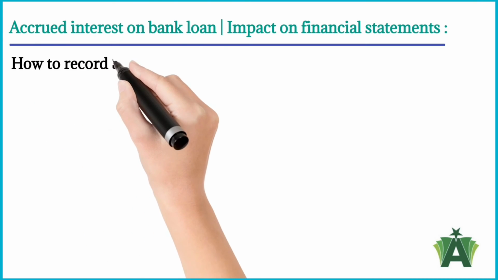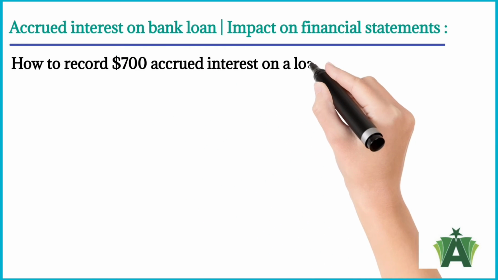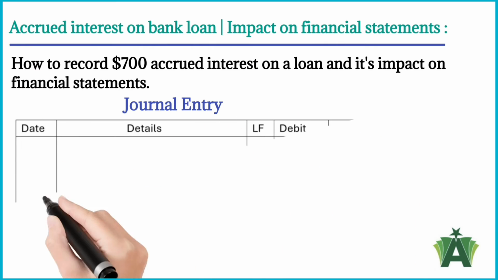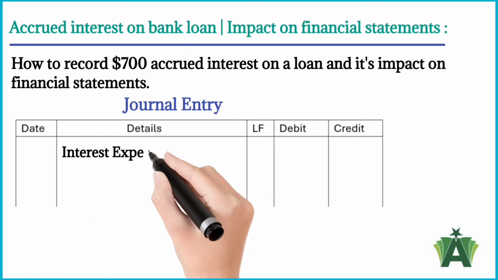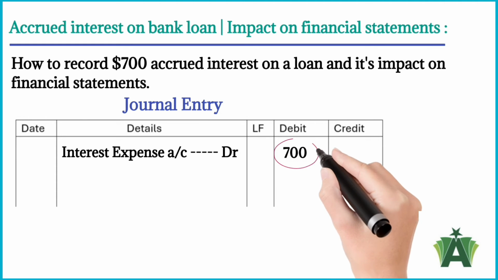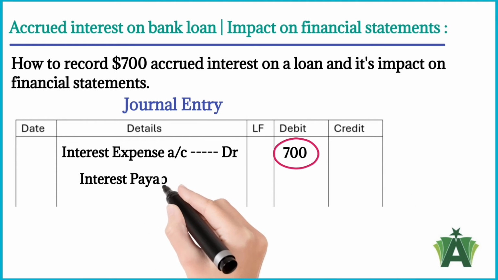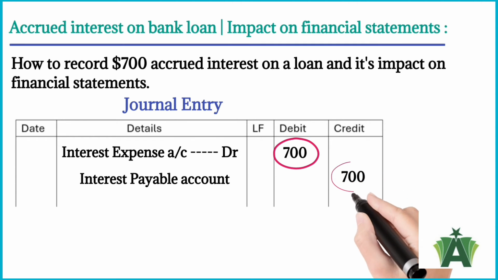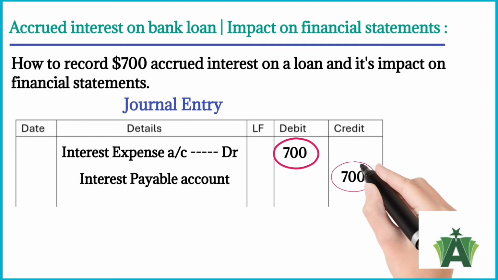How to record $700 accrued interest on a bank loan, and its impact on financial statements. Journal entry will be: interest expense account debit $700. This recognizes the expense incurred during the period. Interest payable account credit $700. This records the liability for the interest that has been incurred but not yet paid.